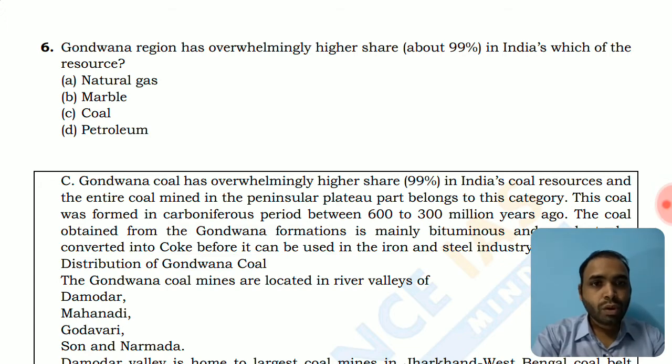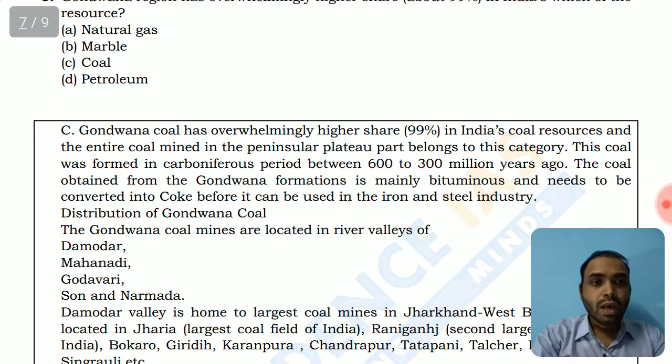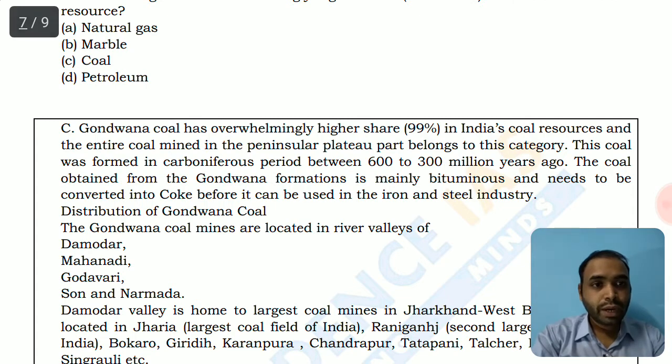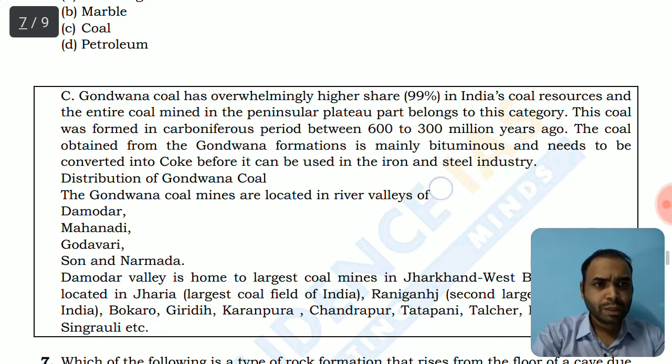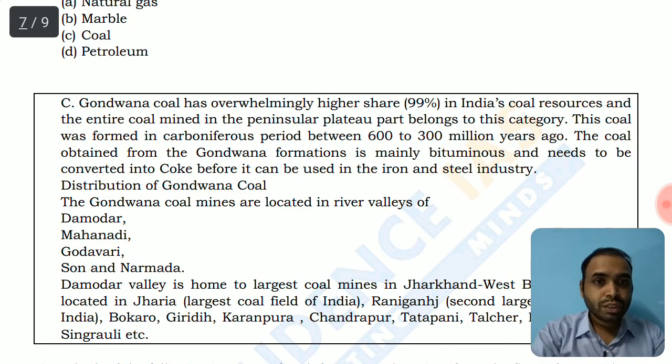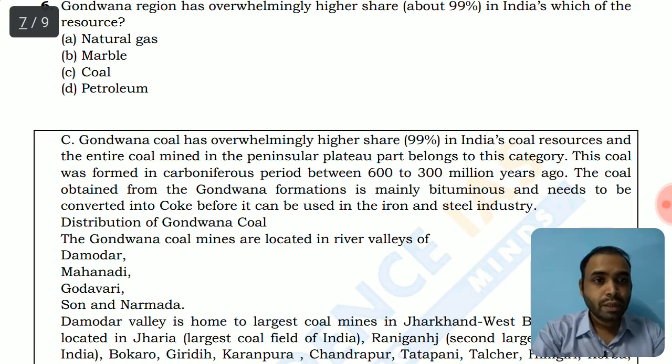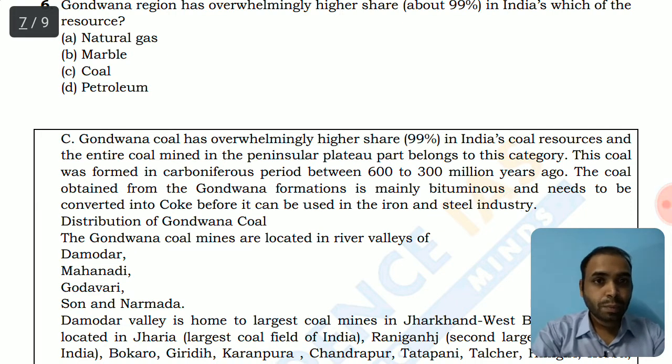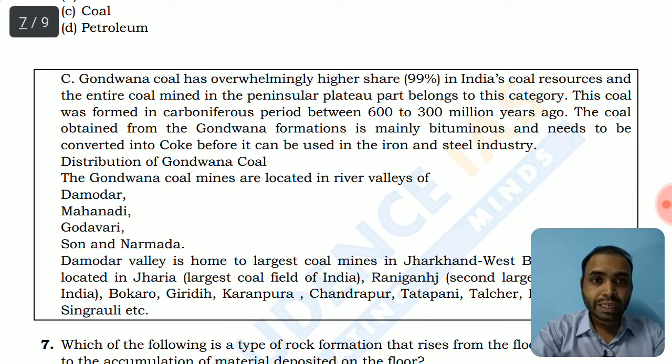This coal was formed in the Carboniferous period, between 600 to 300 million years ago. The coal obtained from the Gondwana formations is mainly bituminous and needs to be converted. We have already talked about anthracite coal, which is of high quality. Our Indian coal is bituminous, which needs to be converted into coke before it can be used in the iron and steel industry. Sometimes questions are framed asking why we are importing coke. Our Gondwana coal is of bituminous origin, so not so pure, so it needs treating to be used in the steel and iron industries.